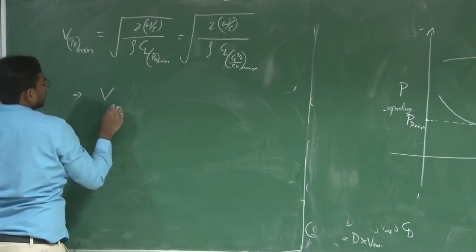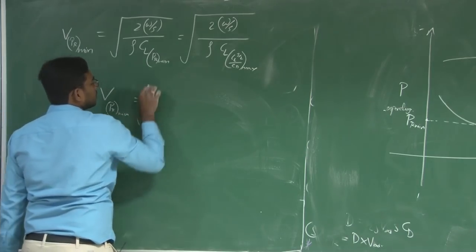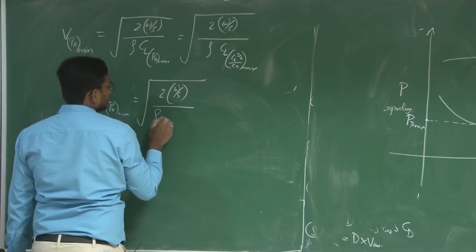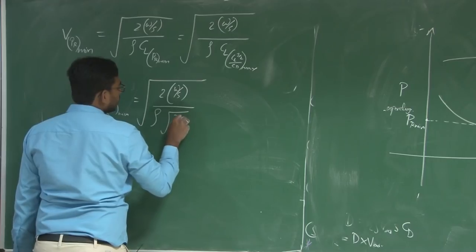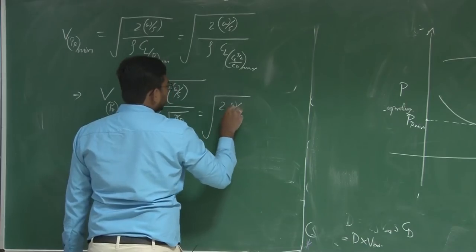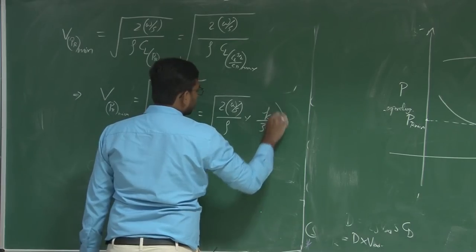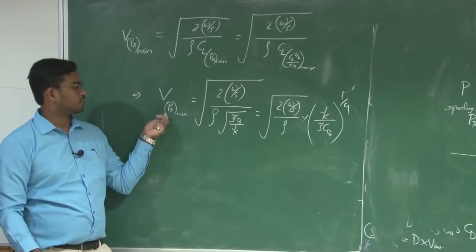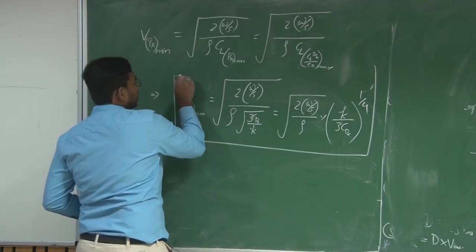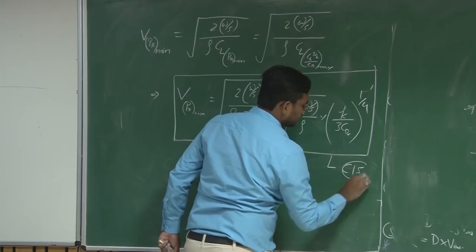That implies velocity for minimum power requirement of a propeller driven UAV is equal to square root over 2 W by S by rho into root over 3 CD naught by K. This equals square root over 2 W by S by rho into K by 3 CD naught raised to the power of 1 by 4. So this is the corresponding velocity for this level flight when you are using a propeller engine. So let this equation be C15. Okay.